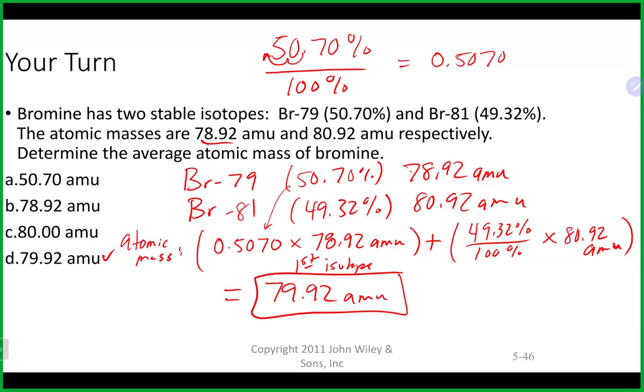You don't. I just showed you both ways you could do it. Absolutely. In this one, instead of what I did here, you could have just done 0.4932 times 80.92 AMU. So that's basically what this will get you. I was just showing you could do it either way that you want. I would just pick one way and do it for both, but I was showing you both ways you could get to the decimal. Other questions? Okay.